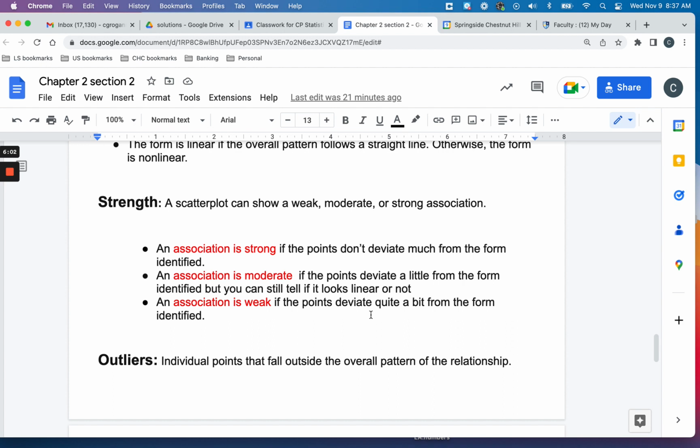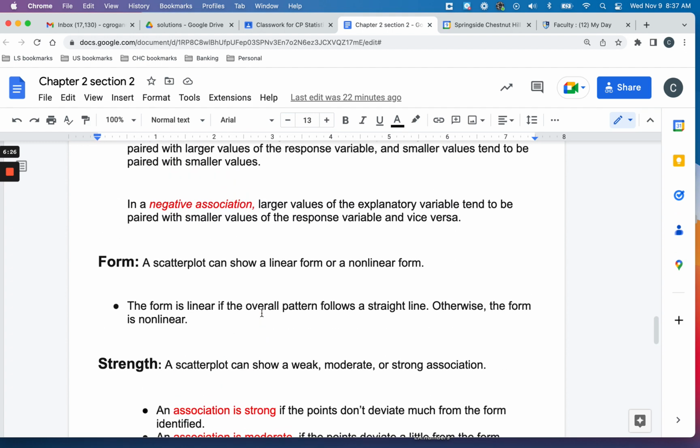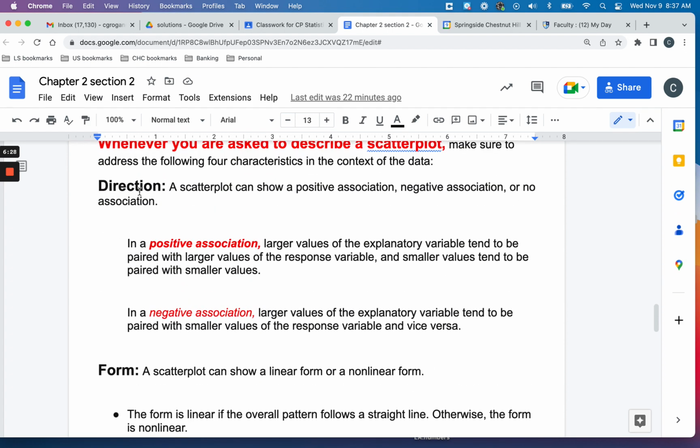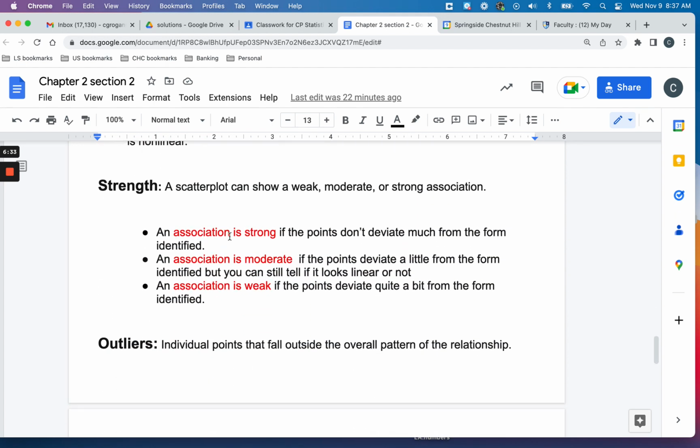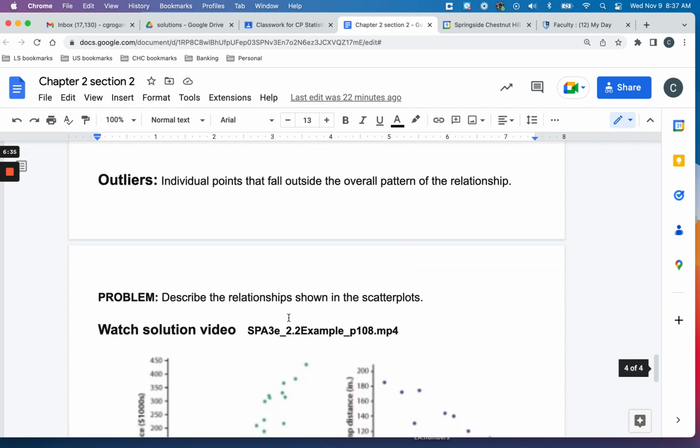The strength will be one of three things. If I could fit a line and all the points sort of look like they're on the line, or I can fit a curve and all the points look like they'd be on that or pretty close to that, it's a strong relationship. If some of them are off, but generally it looks half decent, that's a moderate association. And like the last one I just did, if the dots are all over the place, then the association would be weak. So we talk about direction, positive or negative, form, linear or nonlinear, strength, strong, moderate, weak, and then outliers.